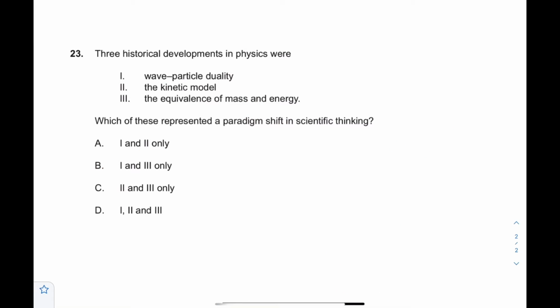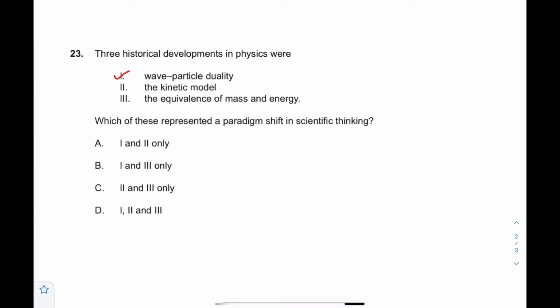So proceeding on to the next question, that is question number 23. Three historical developments in physics were: 1. Wave-particle duality. Yes, it was a very important historical development in physics. Why? Because the fact that light can be a wave and a particle simultaneously paved the basis of our quantum mechanics. So this is a very important development.